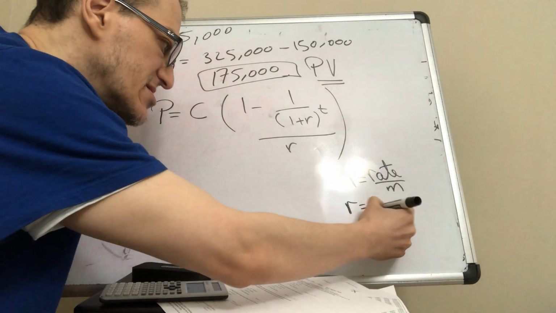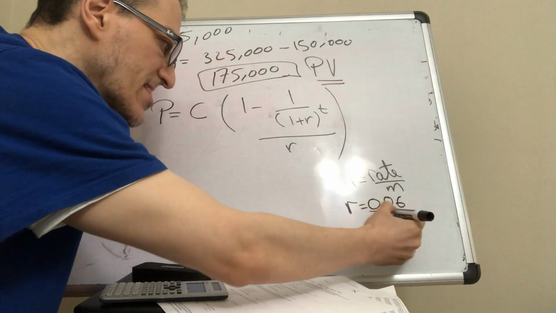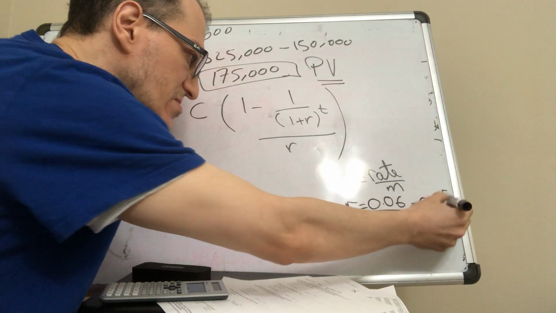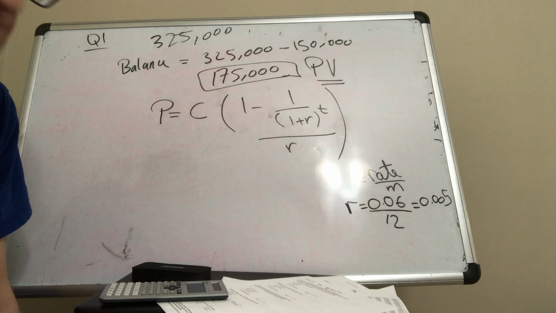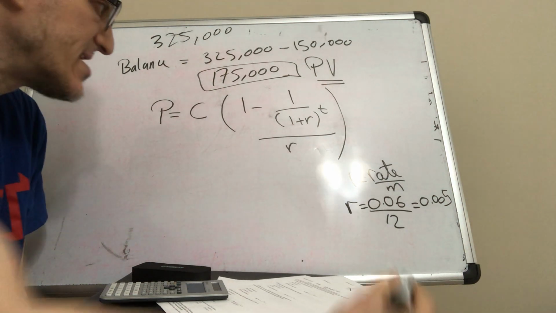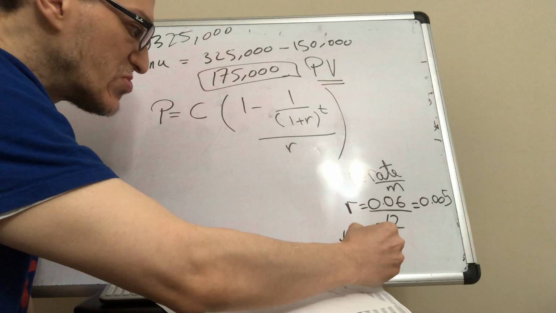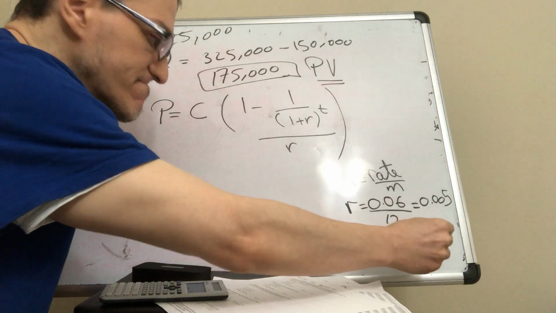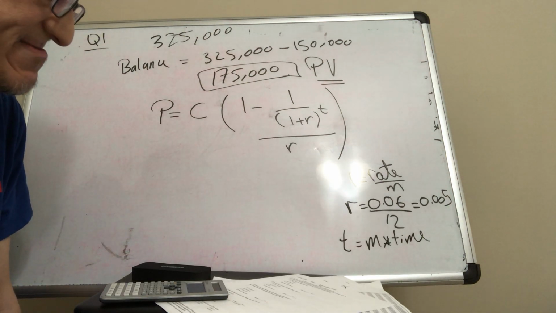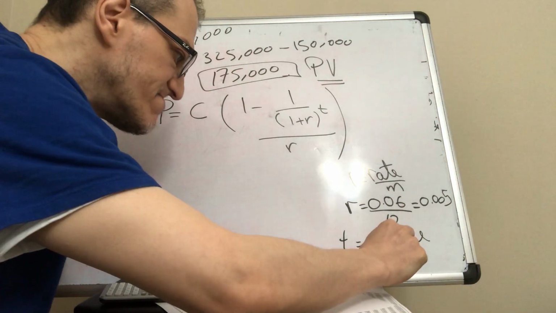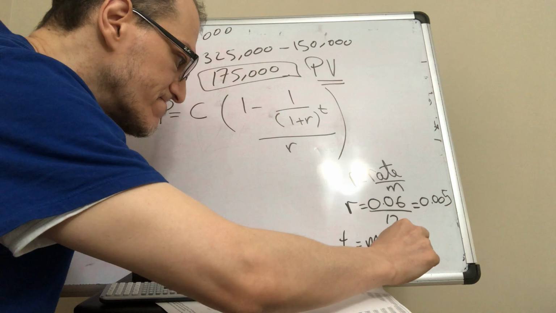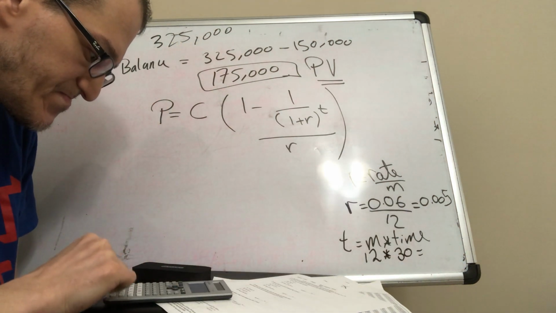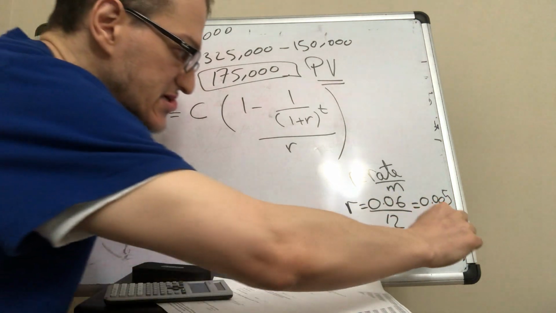Rate is 6%. Monthly, it's 0.005. And T would be M times time. It's 12 times 30, which is 360.